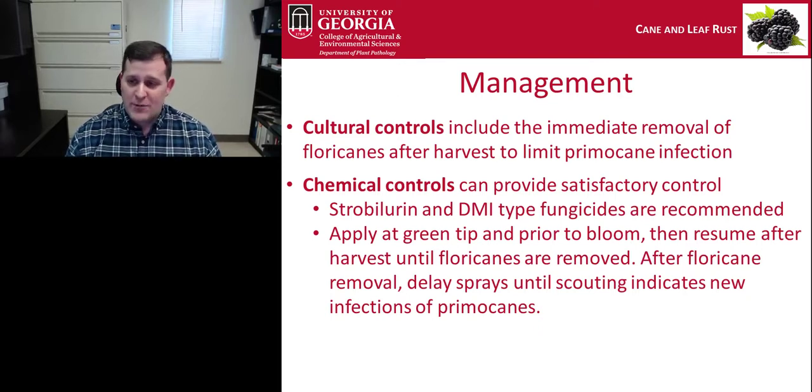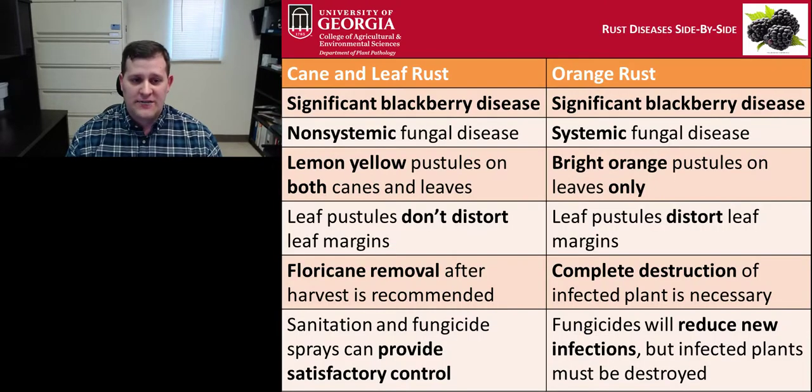Chemical controls can provide satisfactory control for cane and leaf rust, and the strobilurin and DMI type fungicides are recommended to be applied from green tip and prior to bloom, and then later on in the season as you see new infections. So side by side with these two diseases, both are significant diseases. One is systemic and one is not. The orange rust is the bad one, the one that is much more difficult to deal with.